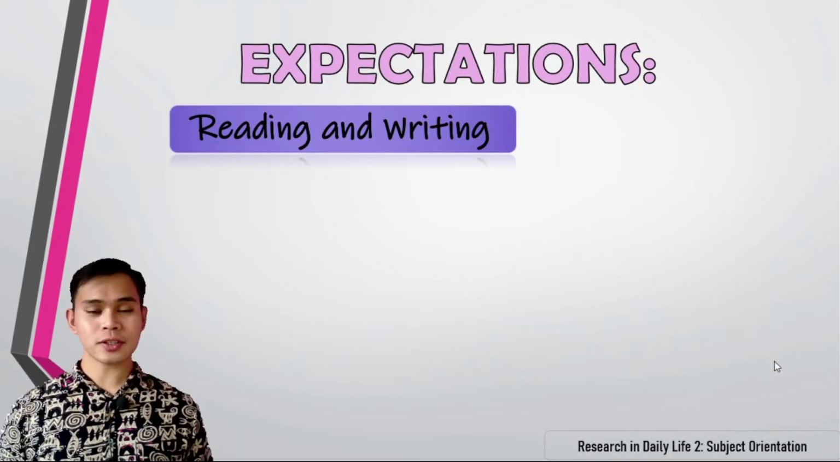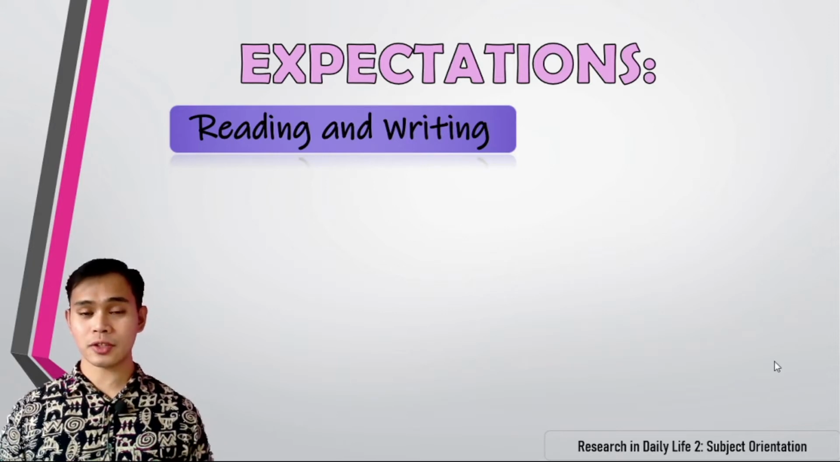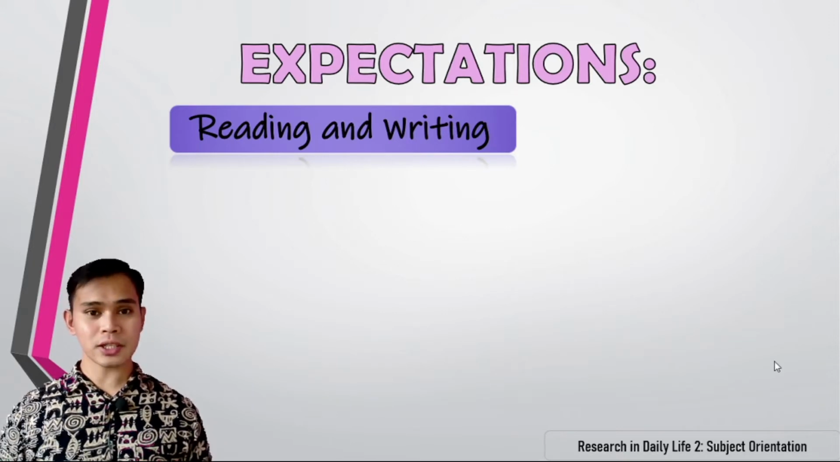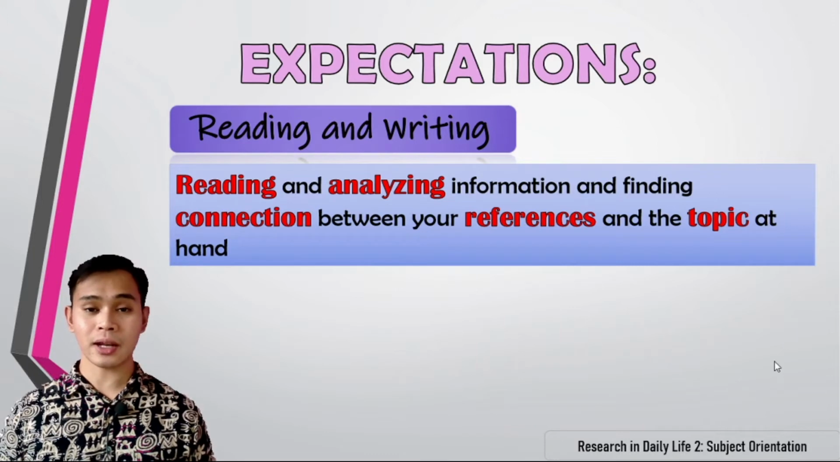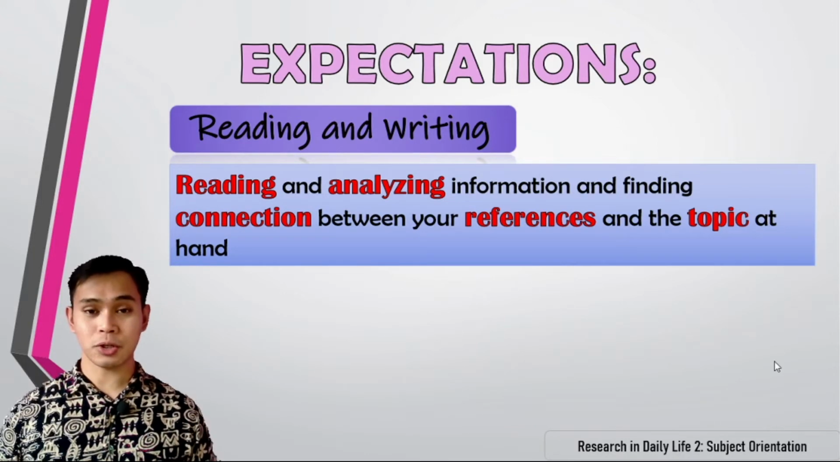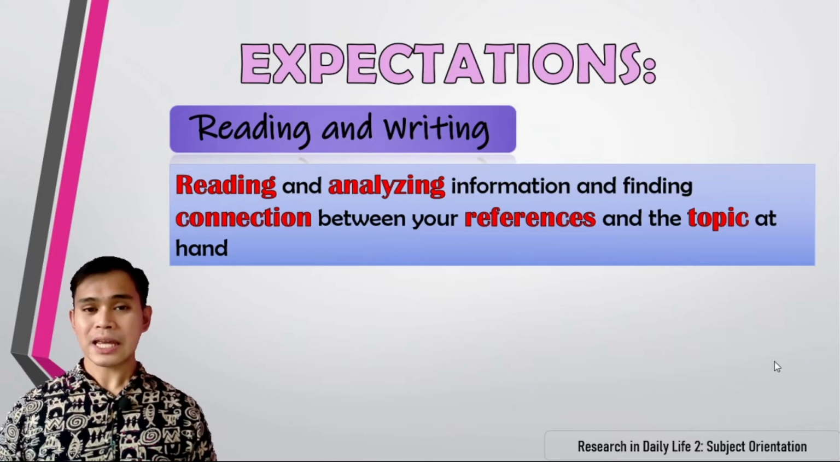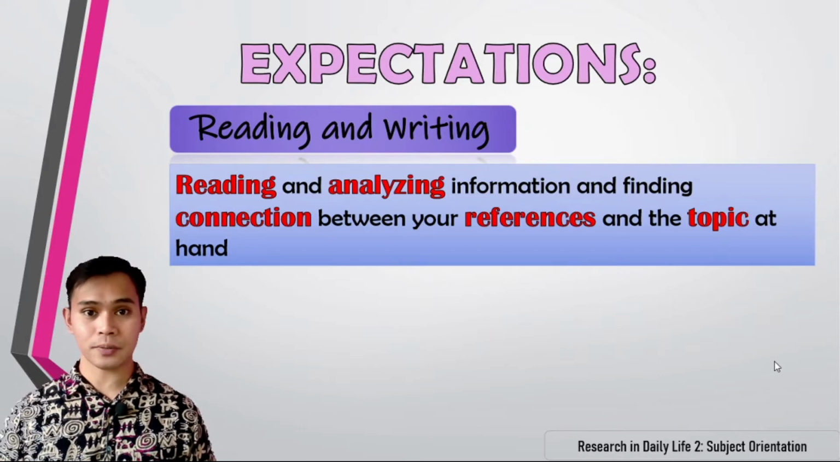For the expectations, the first one is reading and writing, not the actual subject but the skills themselves. The students are expected to apply reading and analyzing information and finding the connection between the references and the topic at hand. This is usually applied when looking for related literature in your research. Because remember, it is not simply about looking for relevant sources, it's also identifying whether this particular source of information would be relevant in the forming or the building of your study.